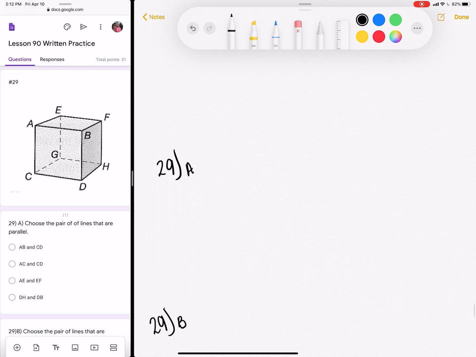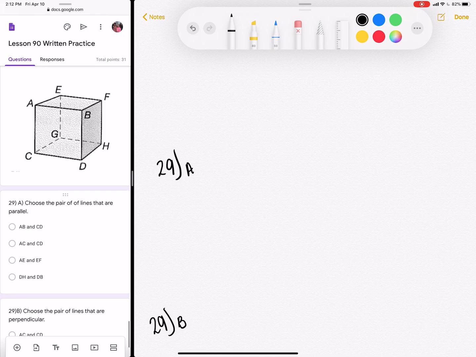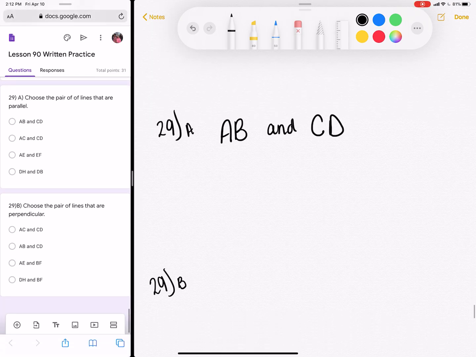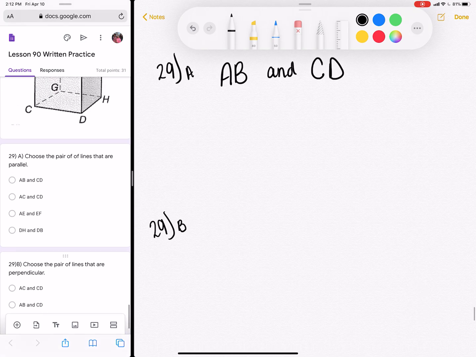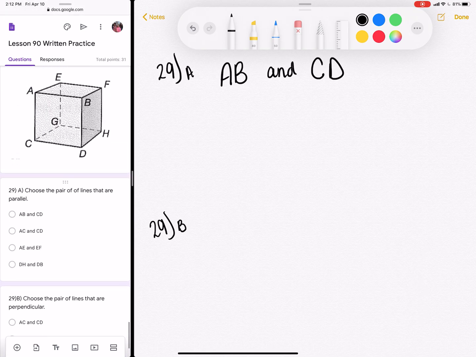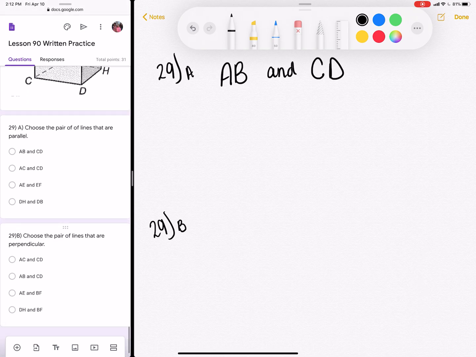29A, choose the pair of lines that are parallel. AB and CD, those are parallel, so we don't have to go through all of them. 29B, choose the pair of lines that are perpendicular. That would be AC and CD.